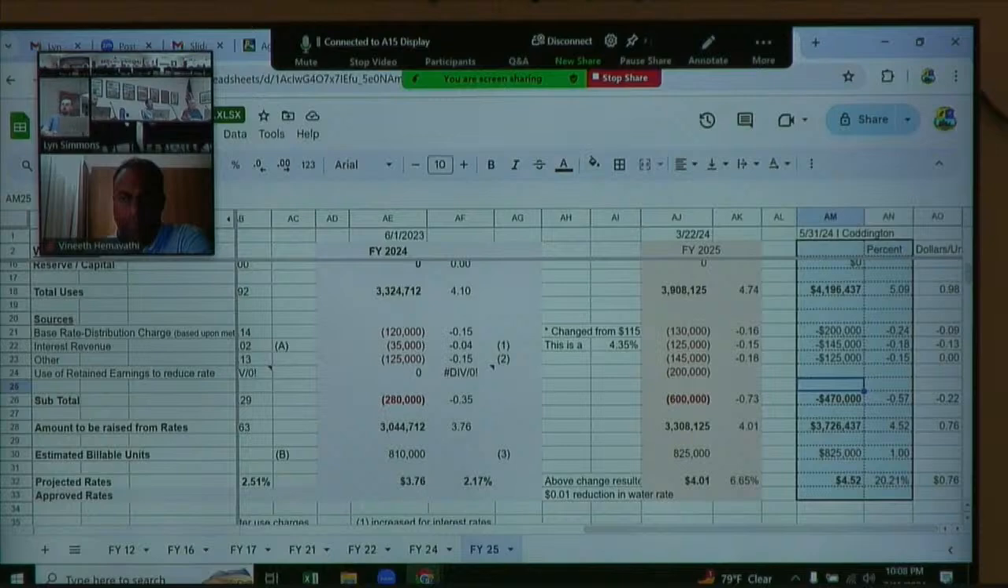But yeah, if you look at the other fixed rates, I agree. I would move that we set the fiscal year 2025 water rate at $4.52 per unit, and with raising a base rate distribution charge based on meters at $200,000. Second. Did you say that, Brock?